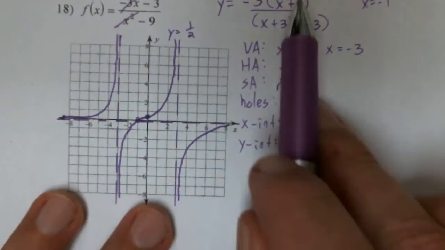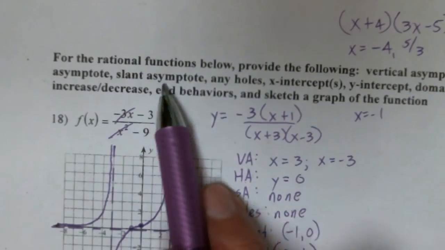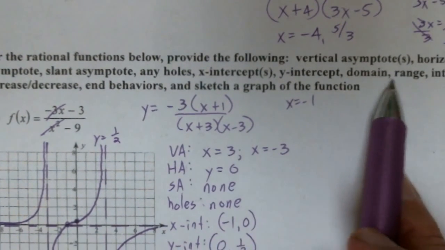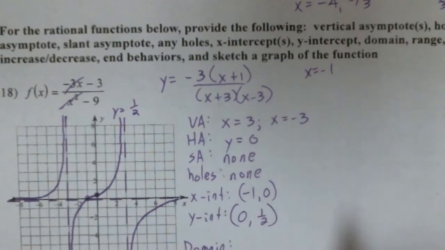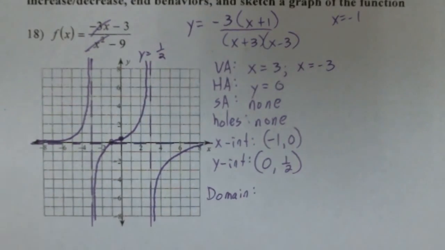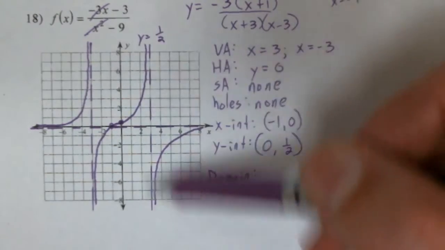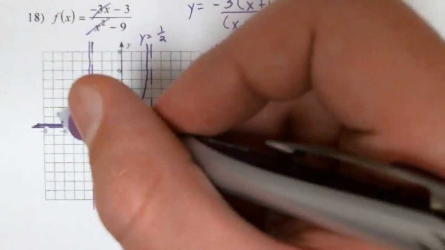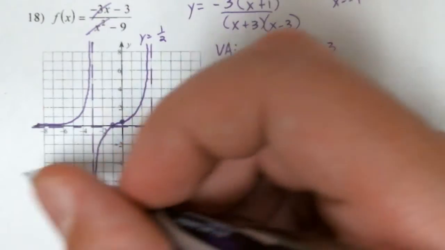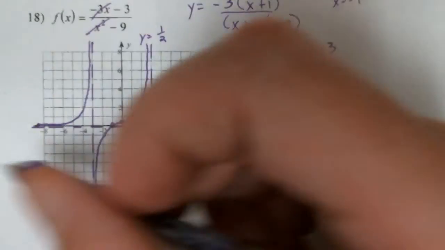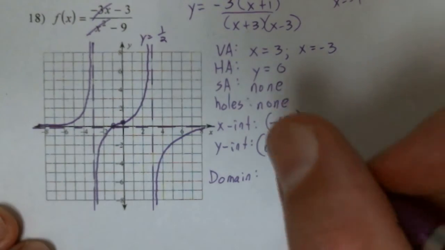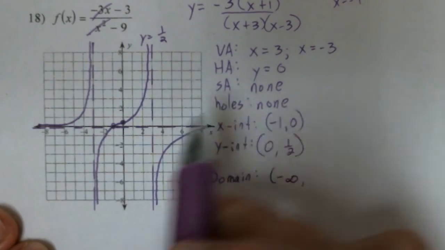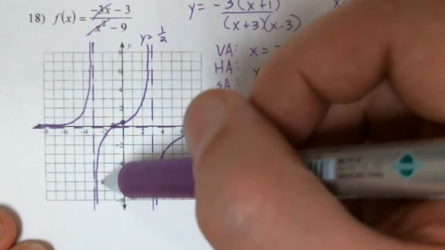Next thing they want: we've got all the asymptotes, we've got the holes, we've got the intercepts. They want domain and range. No problem. Where do I have x values? The only time I care about y values is the range. Domain, intervals of increase, intervals of decrease, all that stuff, we're looking at x values. So I have x values from -infinity until I hit this vertical asymptote.